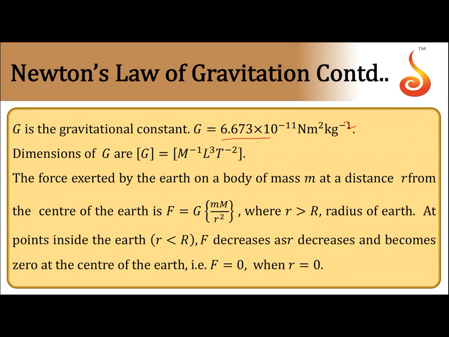Dimensions of G are M^-1 L^3 T^-2. The force exerted by the earth on a body of mass m at a distance r from the center of the earth is given by F = GMm/r², where capital M is the mass of the earth and small m is the mass of the object. So if r is greater than the radius of the earth, then the force decreases as r increases.